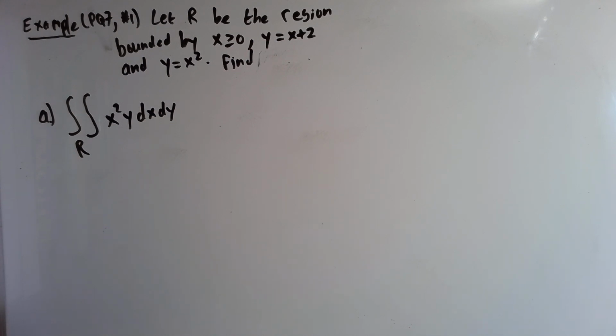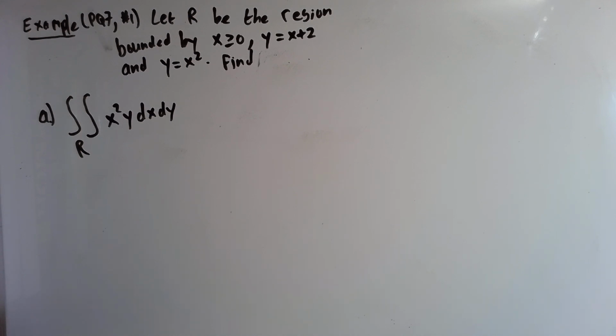Okay, so let's do practice quiz 7, number 1. It says let R be the region bounded by x greater than 0, y equals x plus 2, and y equals x squared. Find the double integral over the region of x squared y dx dy. So let's first graph the region we're talking about.